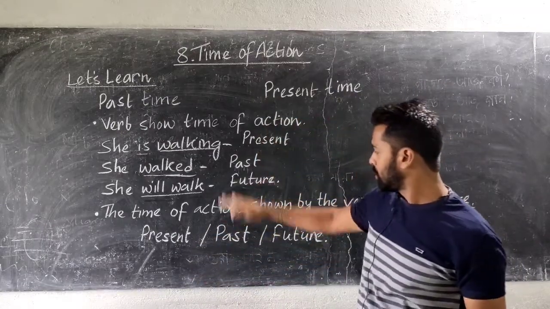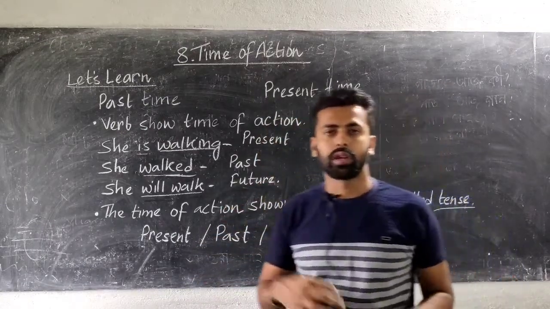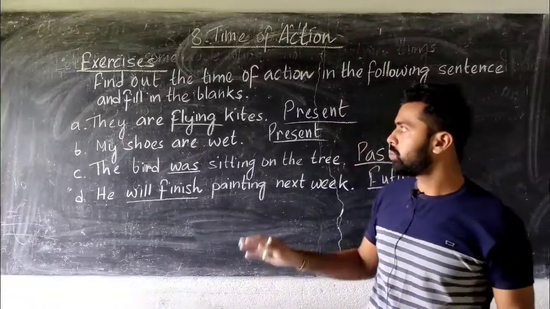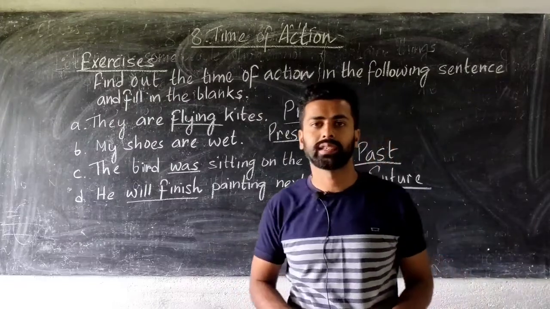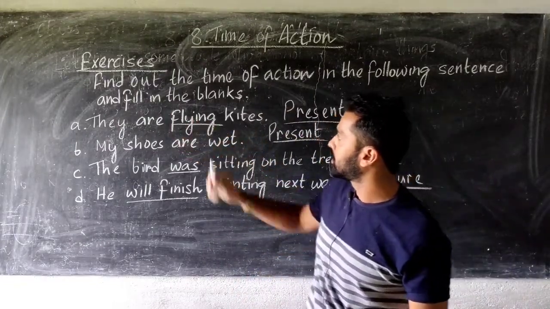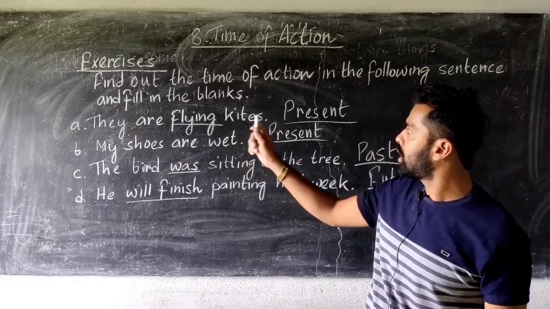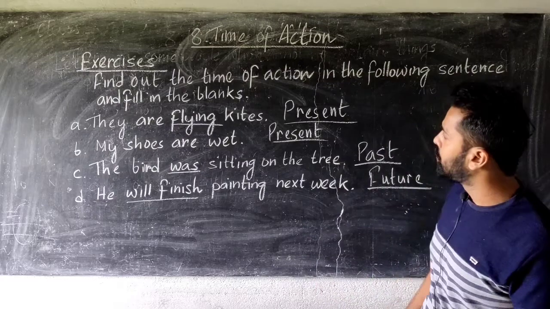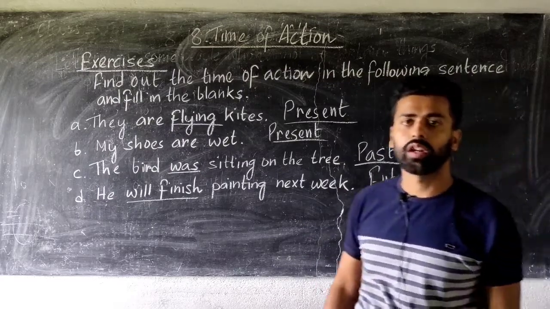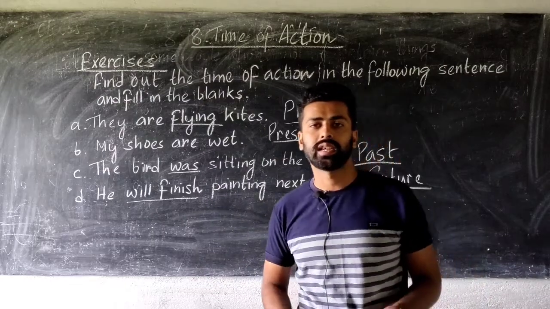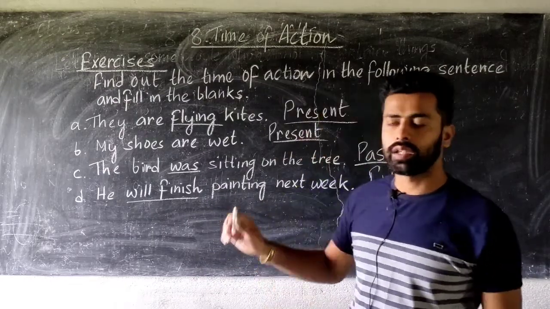So this is all about today's class, and we will continue with the exercises of this chapter. So let's begin. What the exercise says, you see here: find out the time of action in the following sentences and fill in the blanks. What you have to do, students, is find the correct time looking at the sentence and write it in the blank.